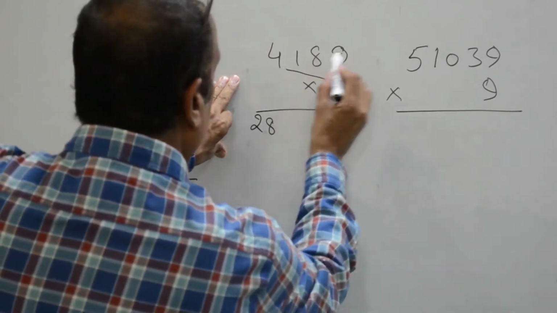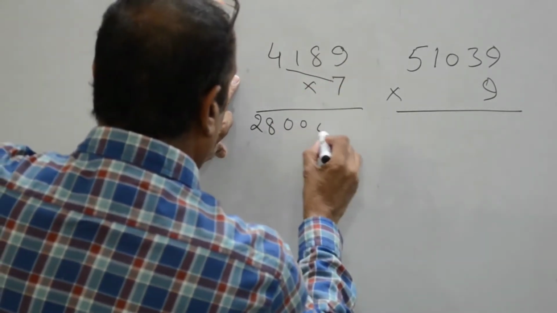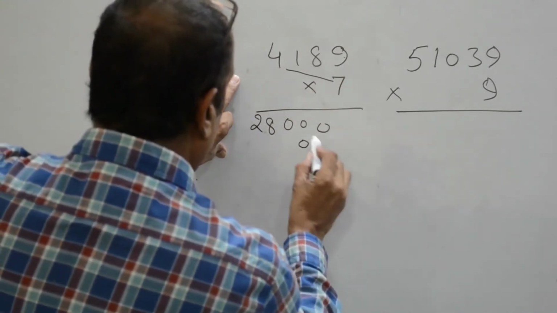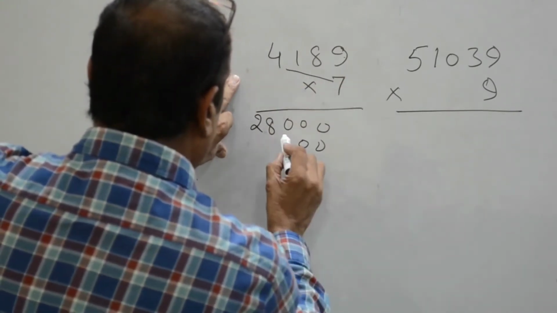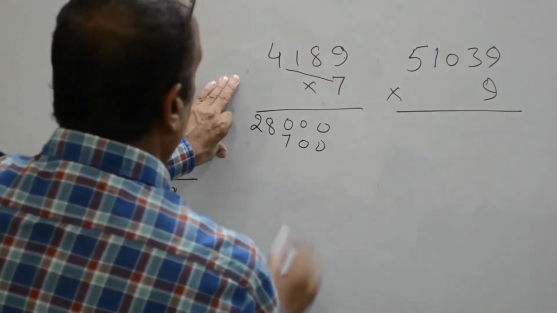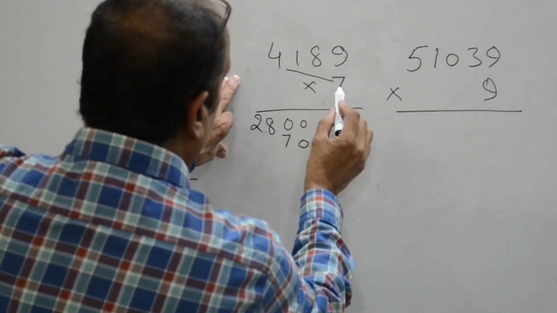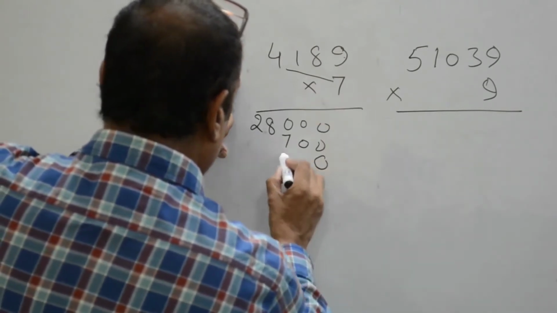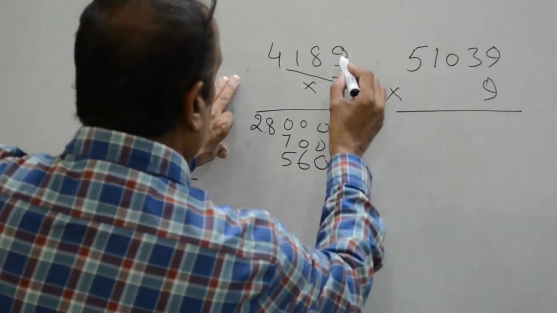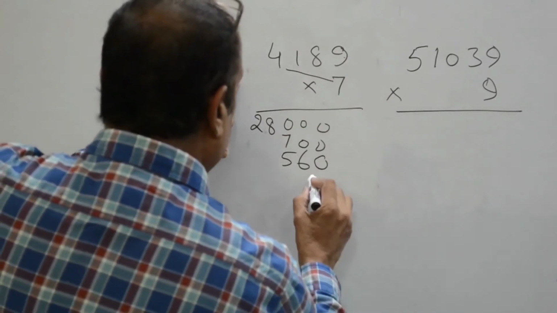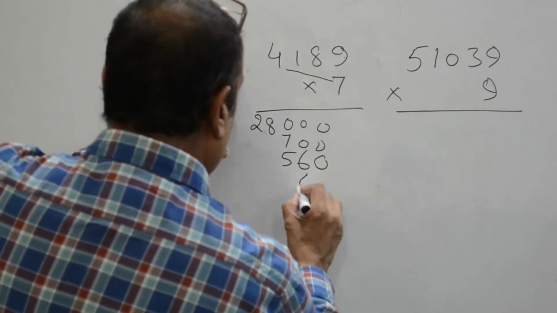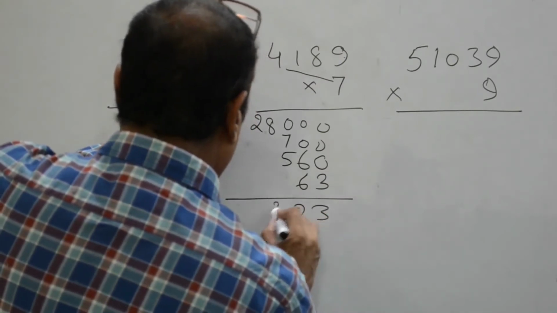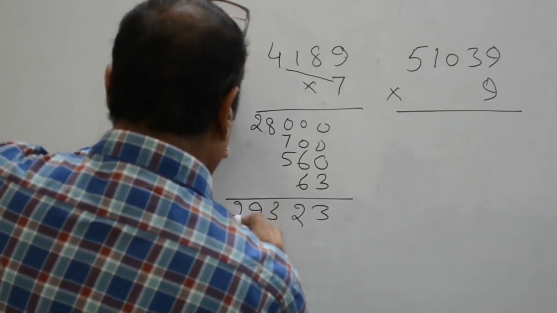Multiply 7 by 4, it is 28. We are left with 3 digits, so 3 zeros. Multiply 1 by 7 and we are left with 2 digits, so 2 zeros, and 1 by 7 is 7. Multiply 8 by 7 and 1 digit is left, so 1 zero and 56. Multiply 9 by 7, it is 63. So the total is 32,392.